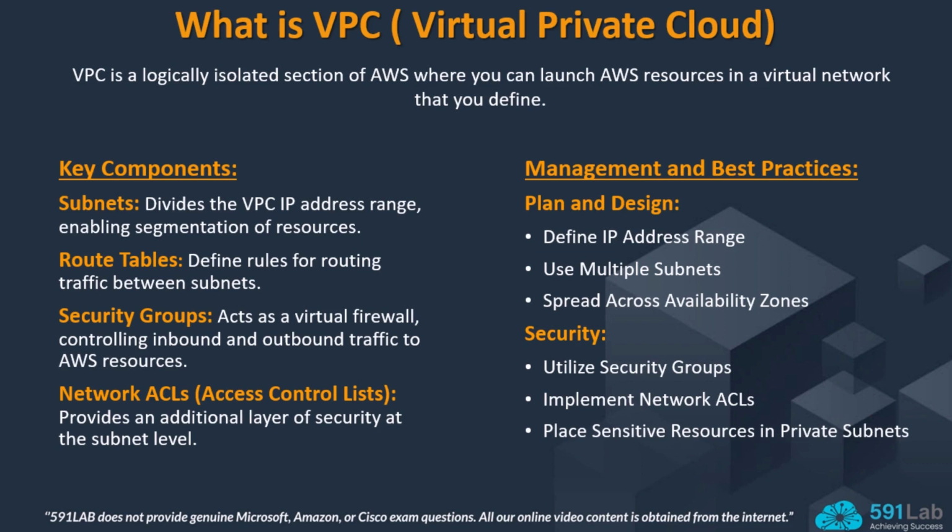Plan your IP address range carefully to avoid future conflicts. Use multiple subnets for better resource organization and security. Spread resources across multiple availability zones for high availability. Use security groups to control inbound and outbound traffic to instances. Implement network ACLs for additional control at the subnet level. And place sensitive resources in private subnets and use a NAT gateway for outbound access. These are the fundamental aspects of VPC that should be considered before deploying a new VPC or implementing any changes in an existing one. Now let's proceed to the next slide.